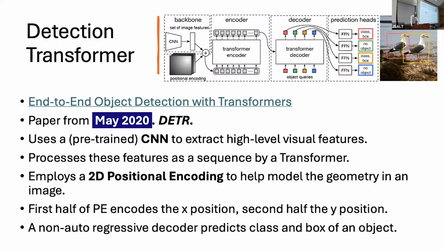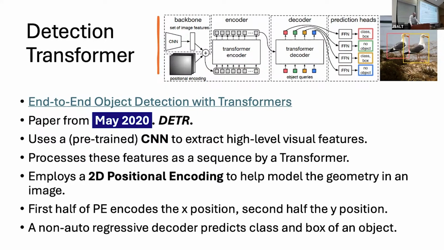And then they add 2D positional encoding. That is something that in images is mostly used, this 2D encoding. And they just take these features, add the positional encoding to them, put them in a transformer encoder. They encode these features. And then they use a non-autoregressive decoder to produce the objects.